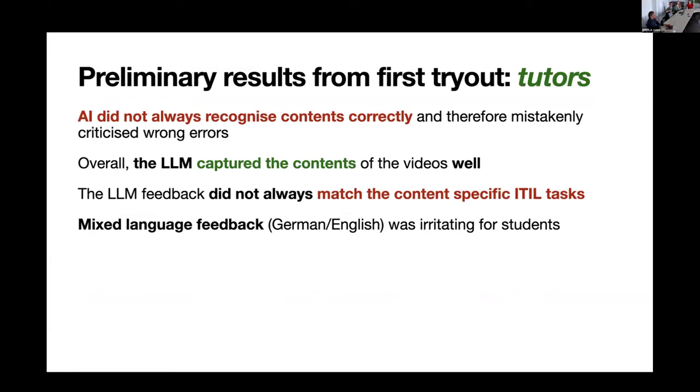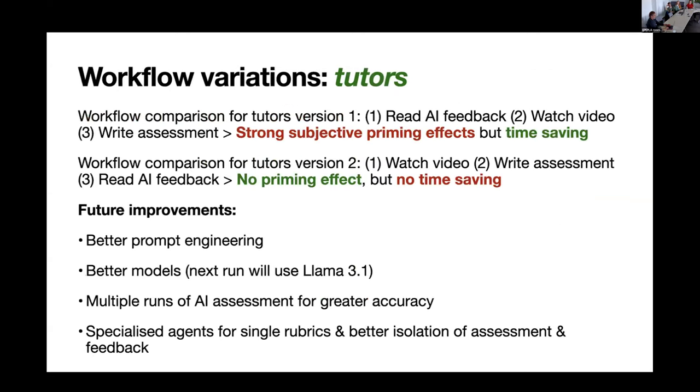Problems are that when the tutors looked at it, the AI did not always recognize contents correctly, and in this way it sometimes also criticized wrong arrows. But overall the LLM captured the contents of the created videos quite well, and sometimes it really got things mixed up. So sometimes there were content problems in the criteria. And sometimes, although this is a German fine-tuned model, they had German and English mixed feedback, and the students were quite irritated by this.